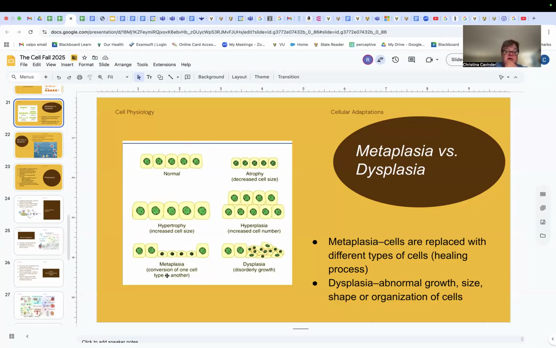So if you look down here, metaplasia is conversion of one cell type to another. Dysplasia means it's abnormal growth, size, shape, or organization. It is not normal growth. So you see here, it's very disorganized. So that's the difference. This is replaced with one type of cell. This could be all different kinds of cells.